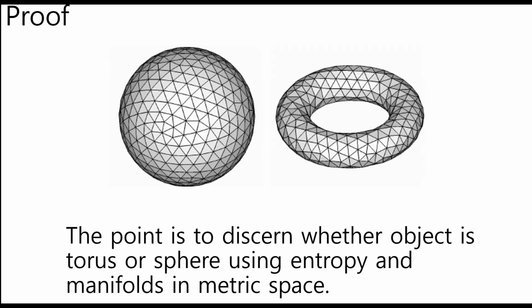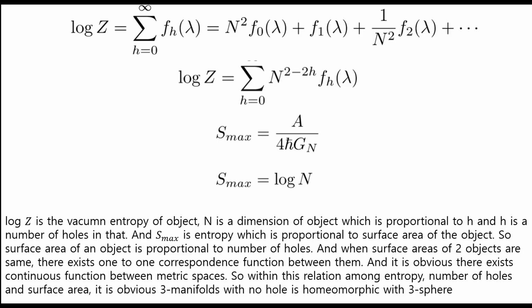Proof. The point is to discern whether an object is a torus or a sphere, using entropy and manifold in metric space. Rho z is the vacuum entropy of an object, n is the dimension of an object which is proportional to h, and h is the number of holes in it. And max entropy is entropy which is proportional to surface area of the object, so surface area of an object is proportional to number of holes.